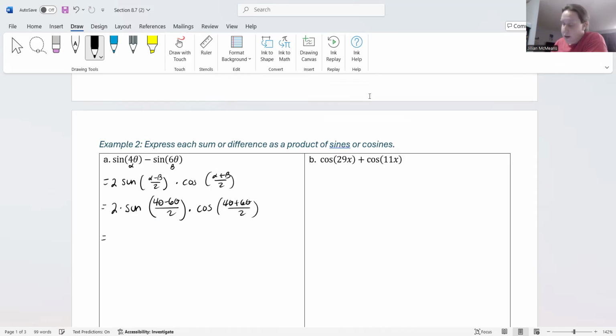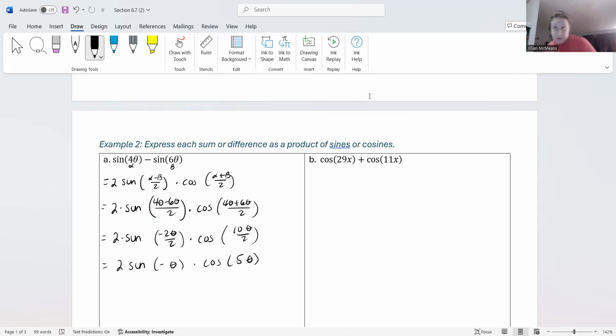So we're just going to simplify a little bit. So we get 2 times sine of, well, 4 theta minus 6 theta is negative 2 theta, and that's still over 2. And then we're going to multiply by cosine of 4 theta plus 6 theta, which is 10 theta over 2. So that's 2 times sine of negative theta times cosine of 5 theta. Now, we're not quite done, but we're close, okay?